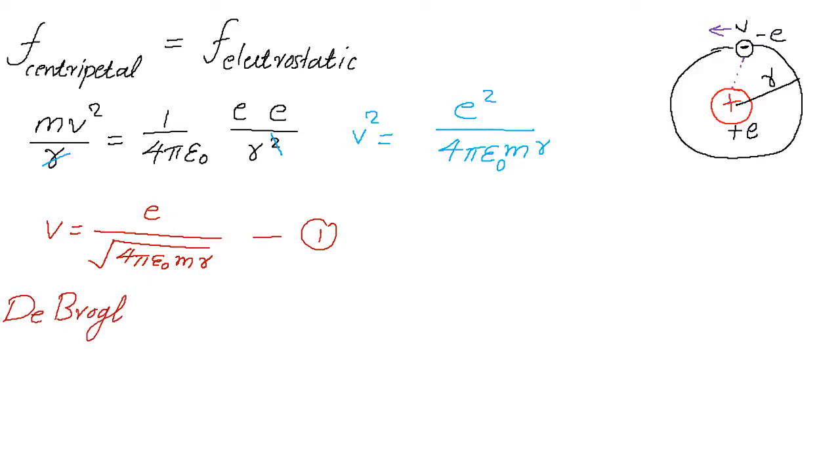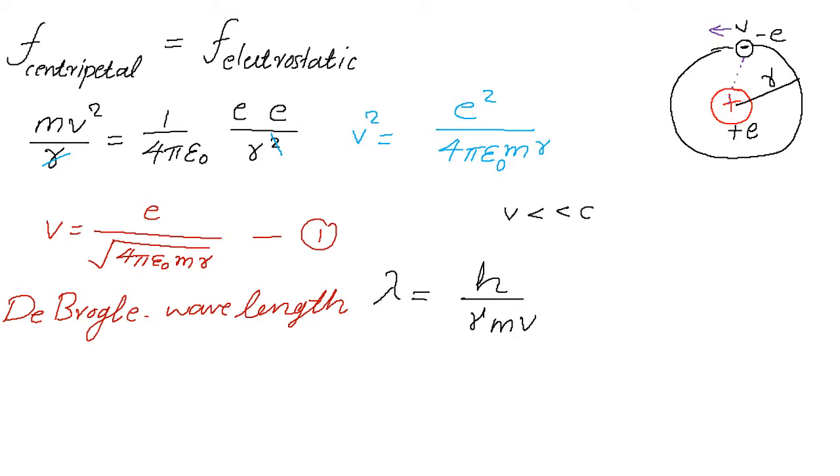De Broglie wavelength or matter wavelength. De Broglie wavelength is given by lambda equals h divided by gamma mv. Since this speed is much less than c, we can ignore the relativistic effect, and therefore we can take gamma as 1.